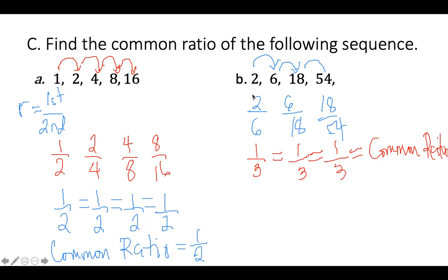Now, question, sir, what if we're going to use a different way? We're going to start from the second over the first. Okay, tingnan natin. Tingnan natin kung common pa rin yung ratios nila. So, we will be using a different method to find the ratio. Alright, so let's use blue or green. Okay, and let's erase this.